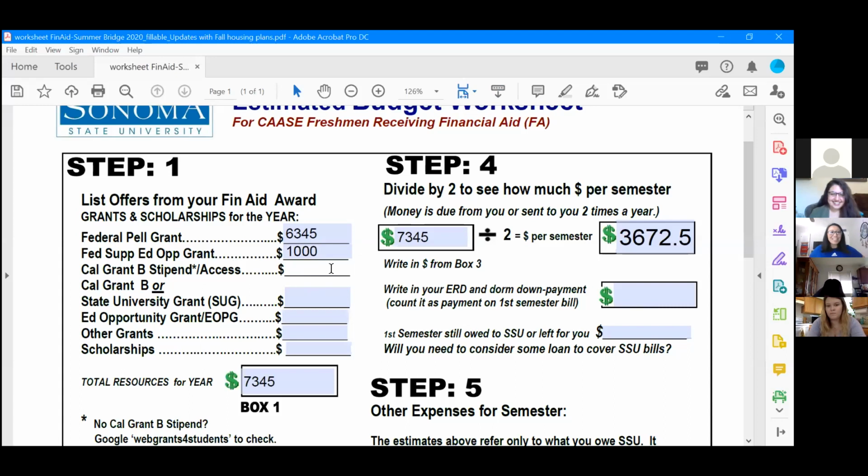Yeah. So again, if you have a federal Pell Grant, please go ahead and put that amount on the top. If you have a Federal Supplemental Educational Opportunity Grant, please go ahead and put that amount there. And it's okay if you don't have it.